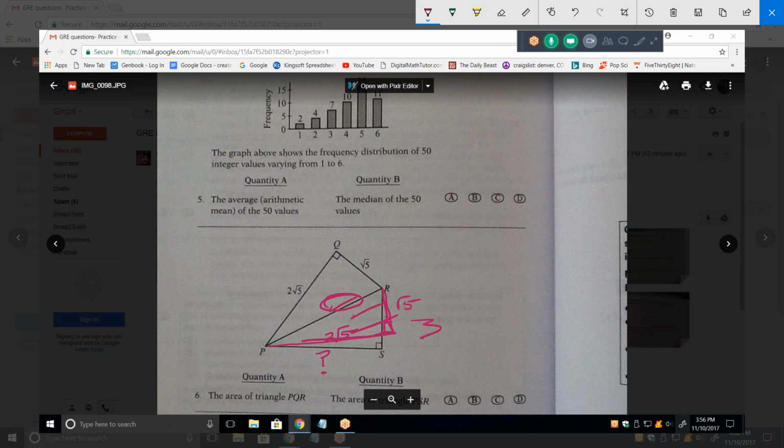Now, if this point here were far enough out to the right, it could still be bigger, but I'm limited as to how far out to the right I can take that because it has to be a right angle. I've got to maintain that right angle.